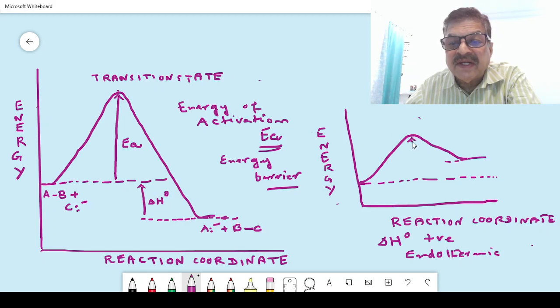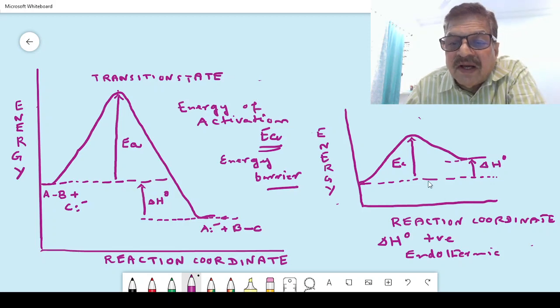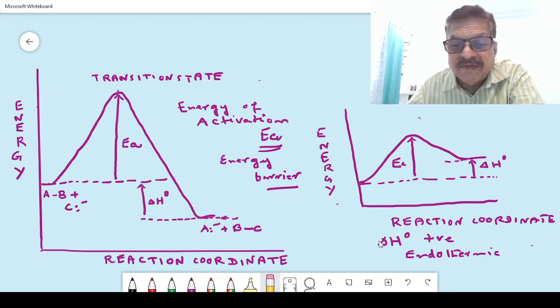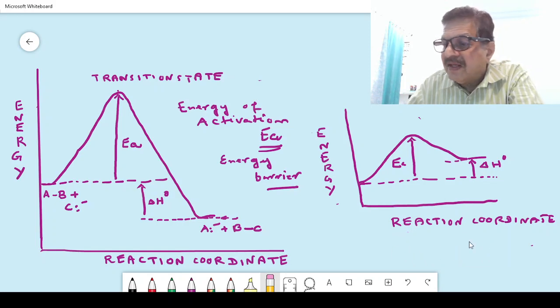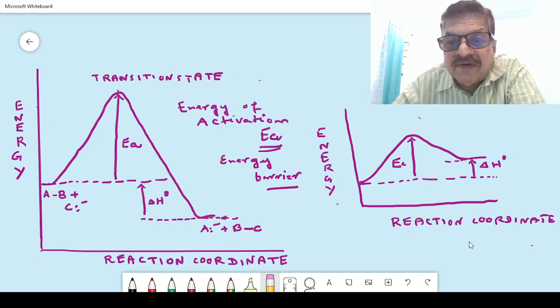Low value means fast reaction. EA. So this is delta H here. So this delta H here, low energy of activation. So low energy of activation means a fast reaction here. Okay. Low energy of activation is a fast reaction.